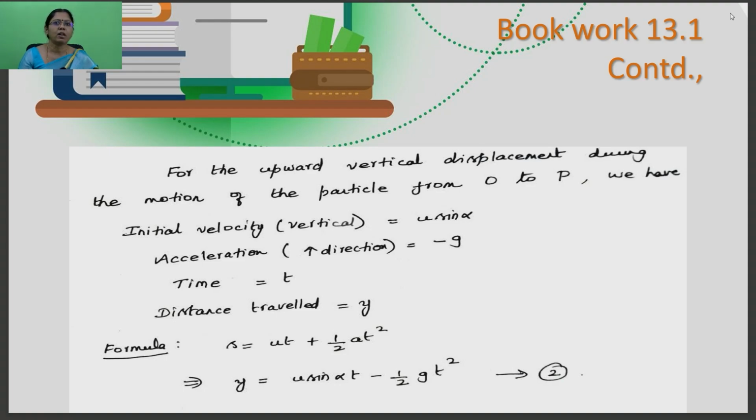So what is the formula which we are going to use? S is ut plus half at squared. This formula you are quite familiar with. So I am taking that formula. What is the distance? In the place of S I will substitute y. In the place of u, the initial velocity, I call it u sin alpha. Time is t. And half of your acceleration is minus g, that is why you are getting a minus sign, minus 1 by 2 gt squared. So what is your upward vertical displacement? Finally your y is u sin alpha t minus half gt squared.